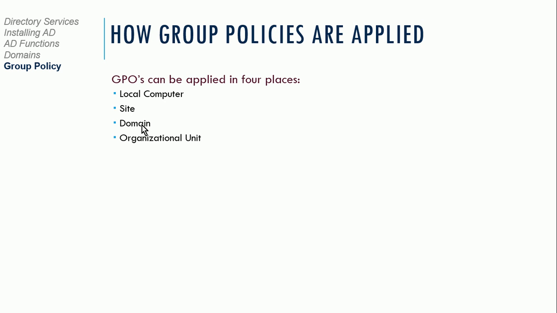So if you set a group policy object to do something at the organizational level, then no matter what you do at the local computer, site level, or domain level, it's going to get overridden at the organizational level. This can get a little confusing sometimes.